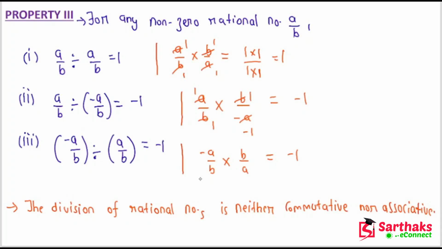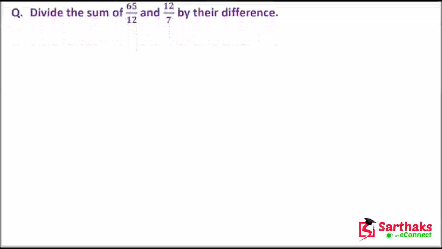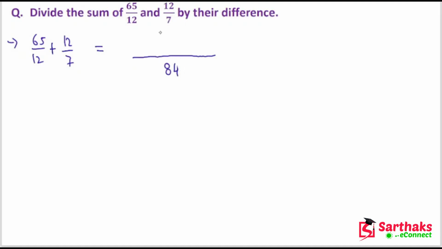So this was all about properties of division of rational numbers. Right? Now let us solve a question so that we can conclude what we have studied. The question simply says, divide the sum of 65 upon 12 and 12 by 7 by their difference. So let us first find out their sum and difference so that we can divide them by each other. Now 65 upon 12 plus 12 upon 7. Again we will take the LCM of 7 and 12, which should be 12 into 7, that is 84. Okay, so 84 is the LCM.